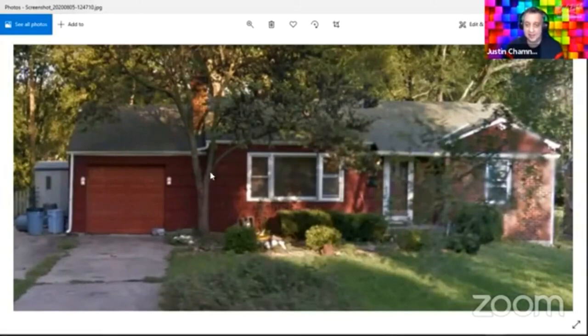I mean, this looks like a house that could be sitting anywhere. This could be in Kansas City. It could be in Kentucky. It could be anywhere. And it's ugly. I mean, it's got a little brick face to it, but it's got this wood siding stuff.